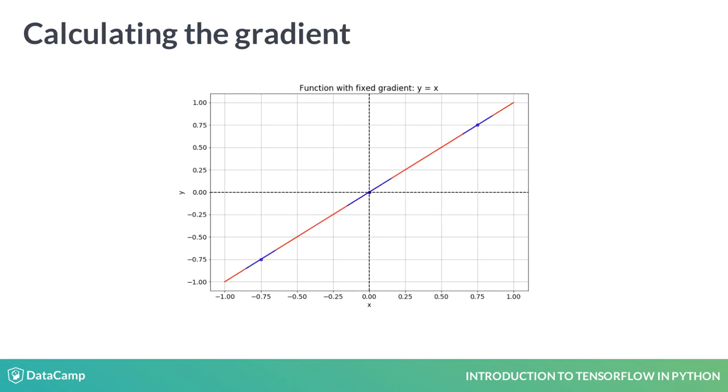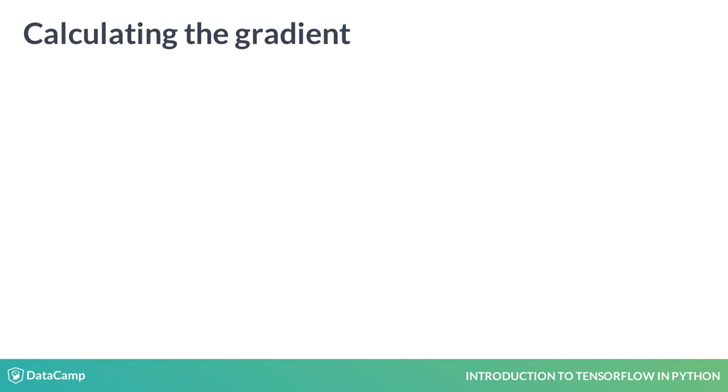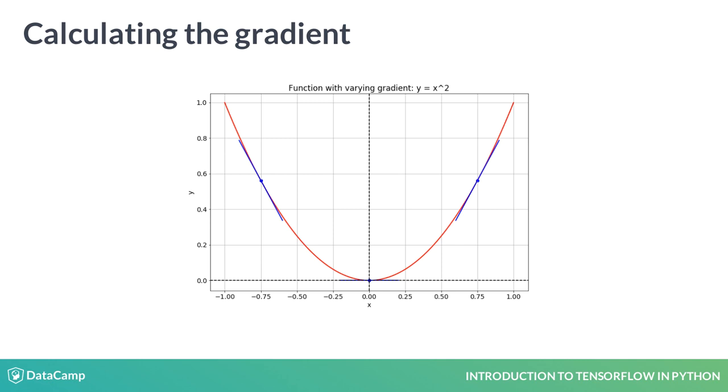The plot shows the function y equals x. Note that the gradient, that is the slope at a given point, is constant. If we increase x by 1 unit, y also increases by 1 unit. This is not true if we instead consider the function y equals x squared. When x is less than 0, y decreases when x increases. When x is greater than 0, y increases when x increases. Thus, the gradient is initially negative, but becomes positive for x larger than 0. This means that x equals 0 minimizes y.